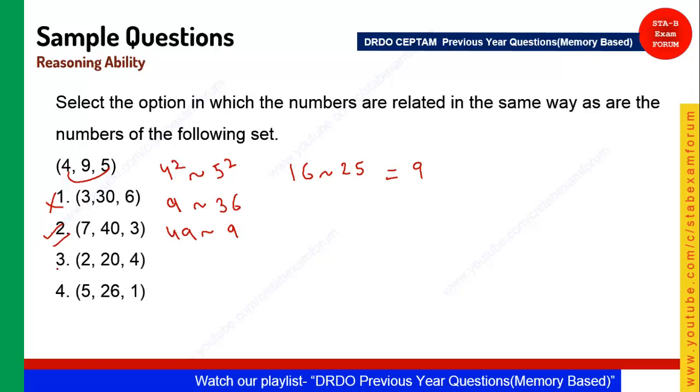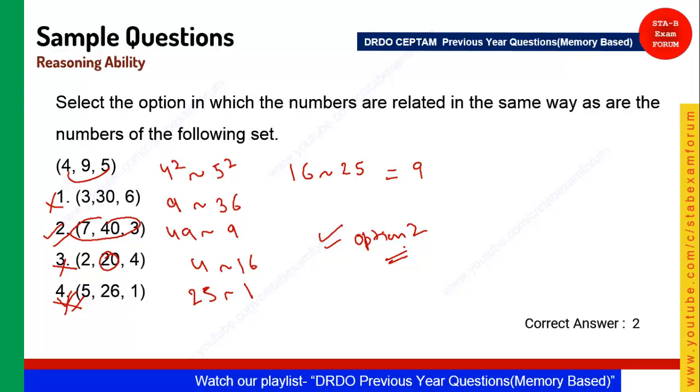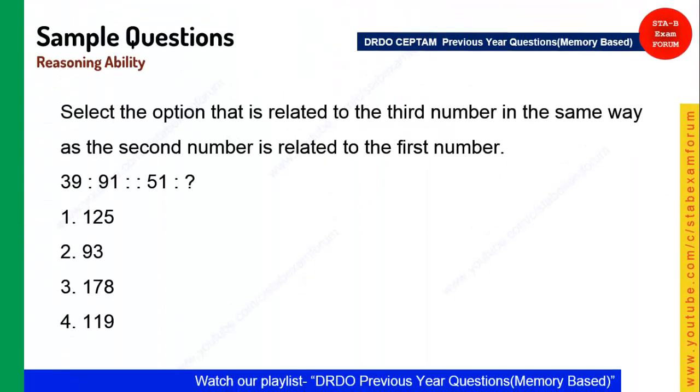Let's see the other options. 4 square is 16, no, it's not 20, it's addition, so this is again wrong. Let's see the next option. 25 minus 1 is 26, no, this is also wrong. So option 2 is the correct answer. Those people who have given option 2 as their answer, they are correct. Okay, let's move to the next question.